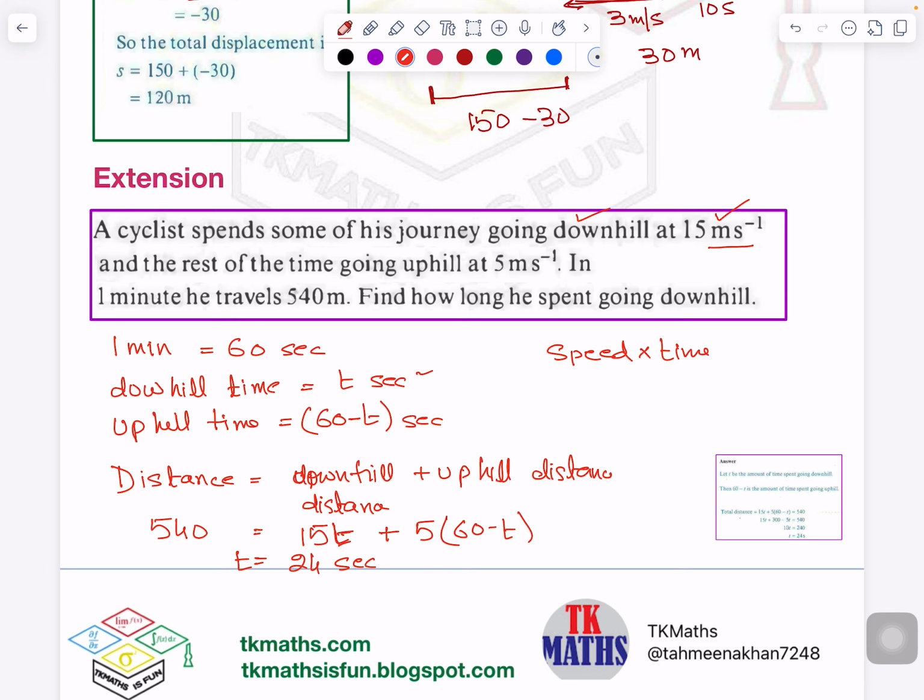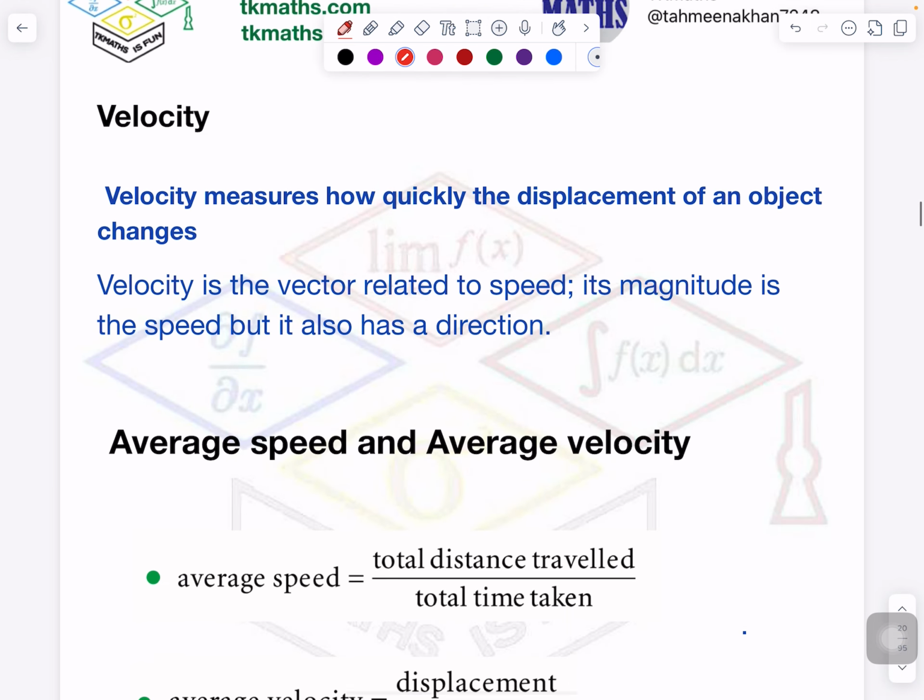Okay, I hope you understood this question. Now let's see velocity. Velocity measures how quickly the displacement of an object changes. So velocity is a vector quantity and it is related to speed. Its magnitude is the speed and it also has a direction.